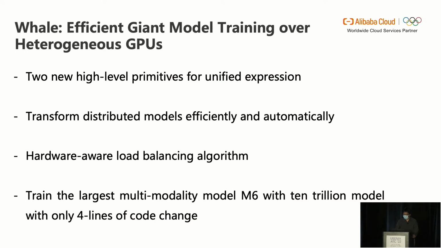We propose WHERE, a deep learning framework designed for training giant models with high performance by carefully balancing user effort and distributed graph optimization requirement. We introduced 2 new high-level primitives to express all existing parallel strategies as well as their hybrids. By utilizing the annotation for graph optimization, we can transform local models into distributed models and train them on multiple GPUs efficiently and automatically. We propose a hardware-aware load balancing algorithm, which is seamlessly integrated with the parallel strategies to accelerate training on heterogeneous GPUs.